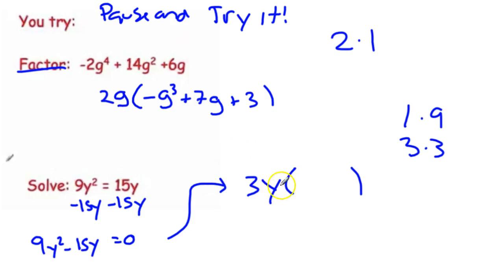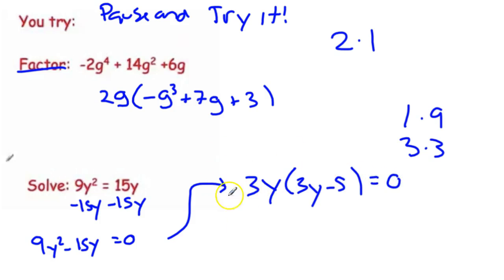Now we need to fill this part in. So 9 divided by 3, well, that's 3. Y squared divided by y is y, and we have minus. 15 divided by 3, well, that is 5. And y divided by y, that is just 1. So this stays 5. And this all equals 0 because we're solving it.